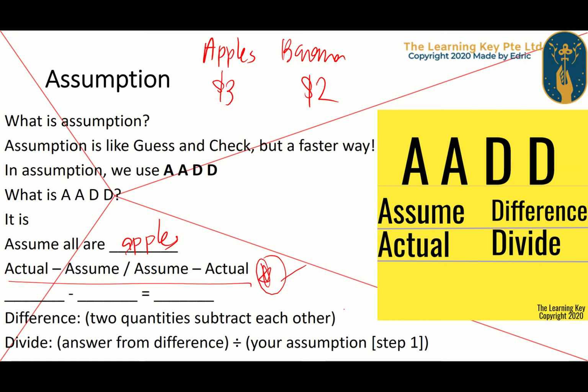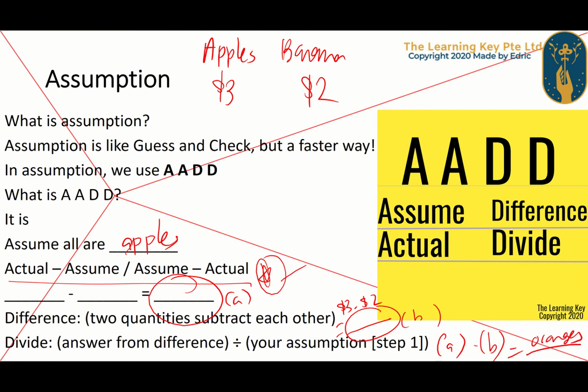Difference. So you must take $3 minus $2. Then you must take the answer here minus this answer. So this is answer A, right? Minus this answer B. So answer A minus B equals to how much equals to oranges. Okay?